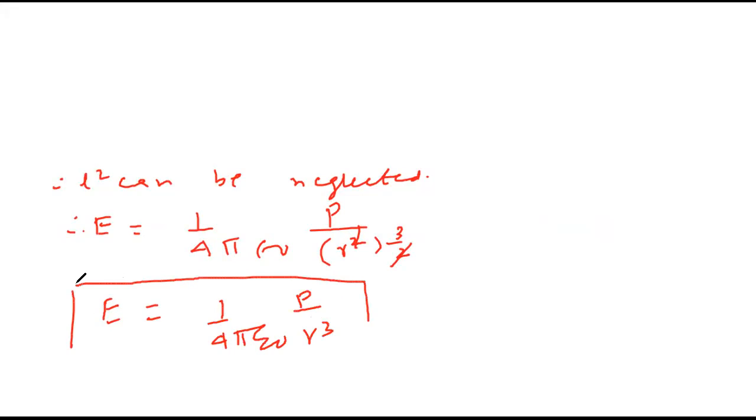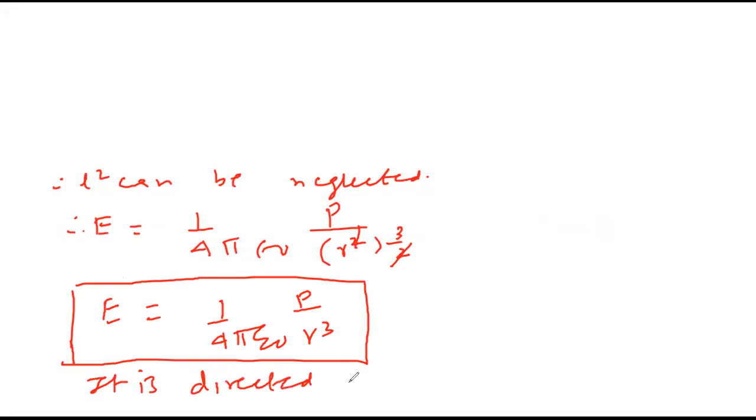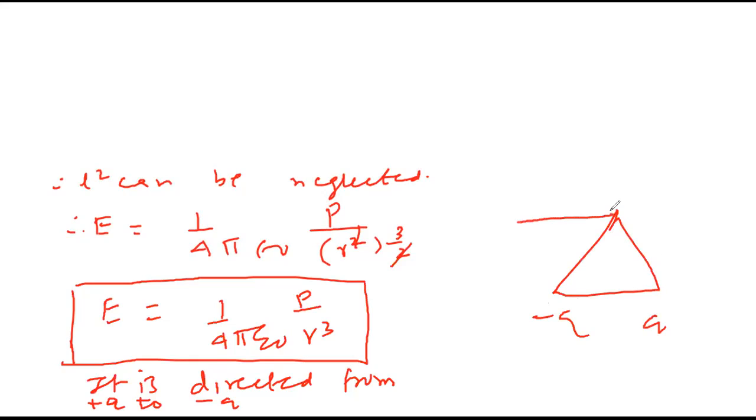So intensity at any point on the equator we got 1 upon 4 pi epsilon naught P upon R cube. It is directed from plus Q to minus Q, because if you see clearly, this is minus Q, this is plus Q, so the direction is plus Q to minus Q.